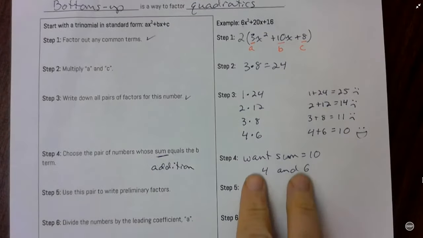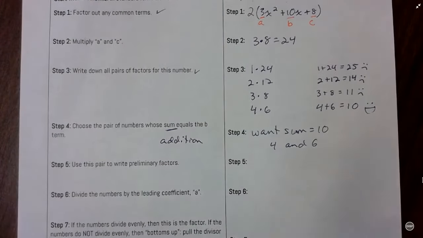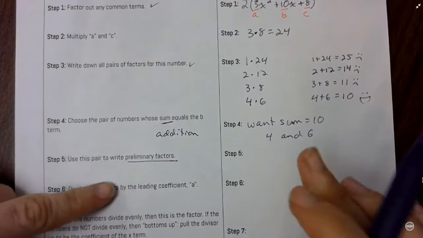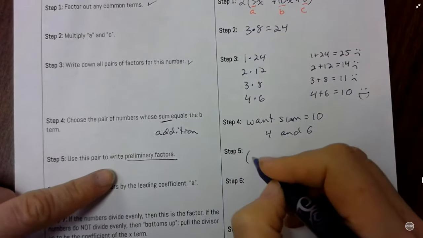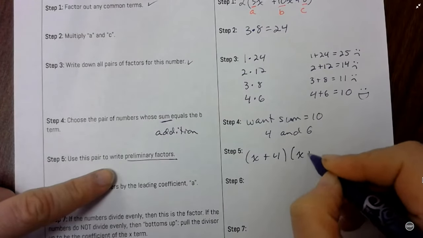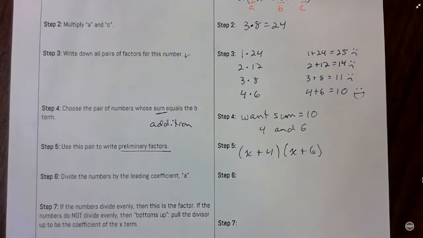Okay, so we found our 2 preliminary factors. So that's what we just found here. Preliminary factors are 4 and 6. Once you find those 2 numbers, you just take x plus the number and x plus the other number. So those are your preliminary factors right there.